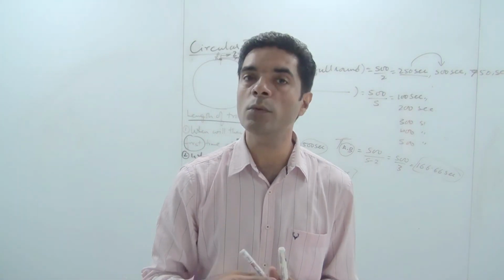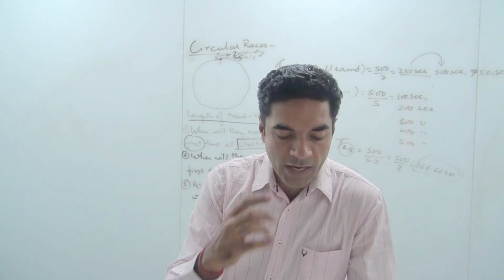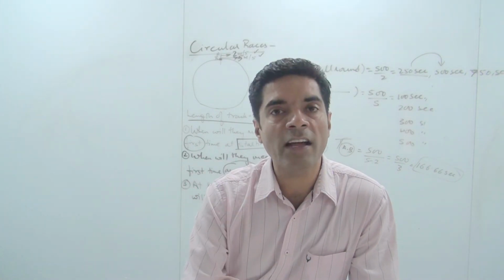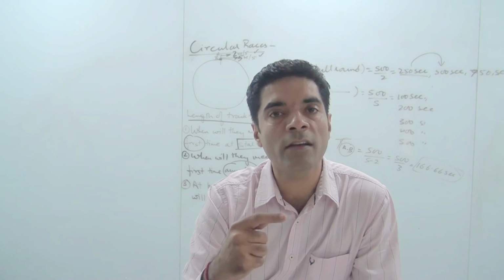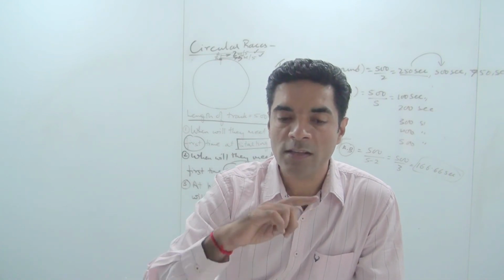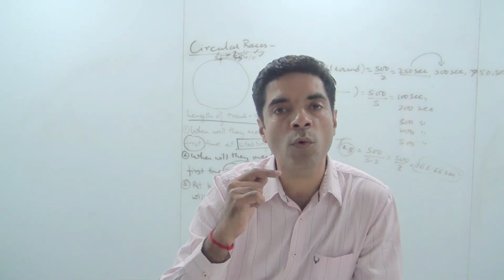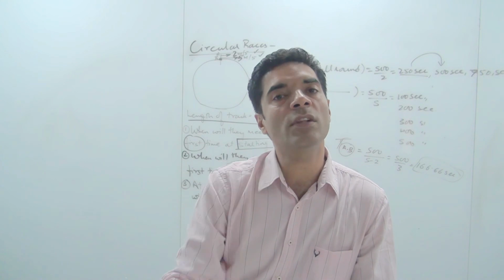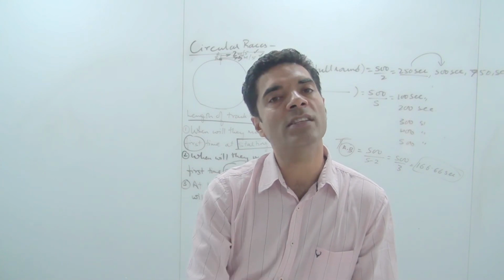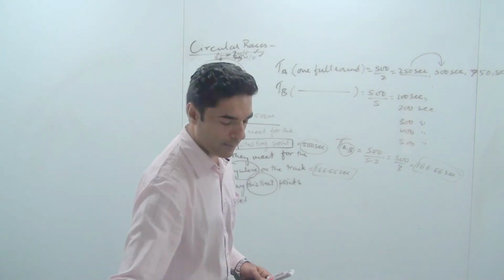Now you also need to understand it this way: they'll be together for the first time anywhere on the track when the faster one has taken 1 extra round as compared to the slower one, because the faster one will be catching the slower one from the back, and that is only possible when the faster one has taken 1 extra round as compared to the slower one. So you can look at this. This is again very simple.